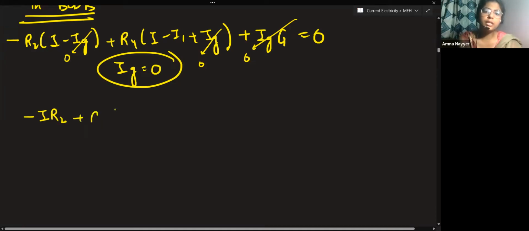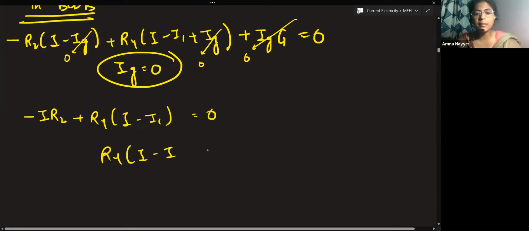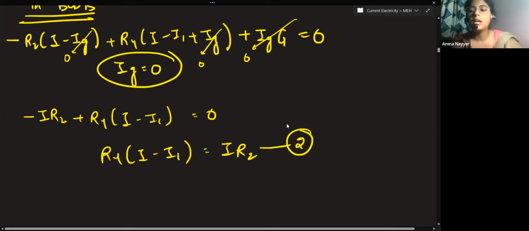Plus R4 into I minus I1 equal to 0. So R4 into I minus I1 can be written as I into R2. That is the second equation. Write both the equations. Use the two equations.